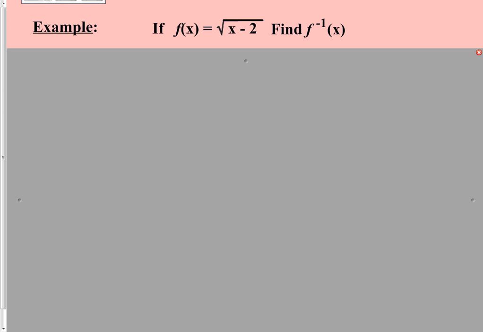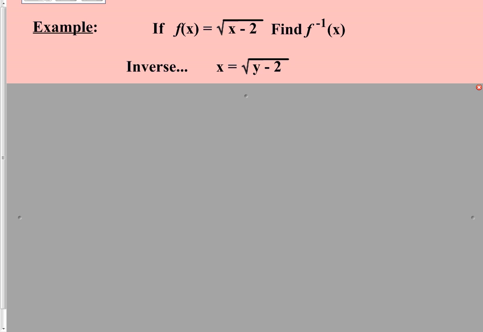Okay, let's look at one that's a little bit more complicated than just linear. Obviously, this one is a square root function. If f of x equals the square root of x minus 2, find the inverse of f of x. Okay. Well, we have a square root function. It has a little bit of a phase shift, 2 units to the right. Okay, but here we go. What will the inverse read? Instead of y equals the square root of x minus 2, the inverse will read x equals the square root of y minus 2.